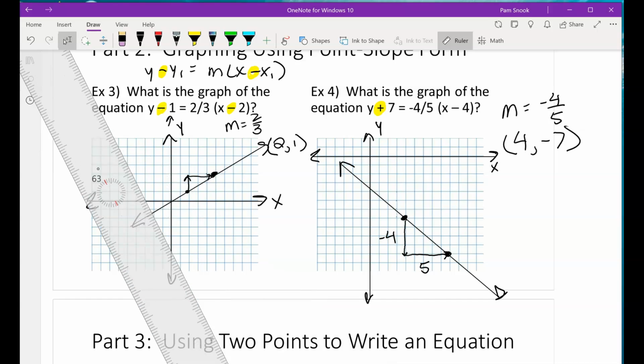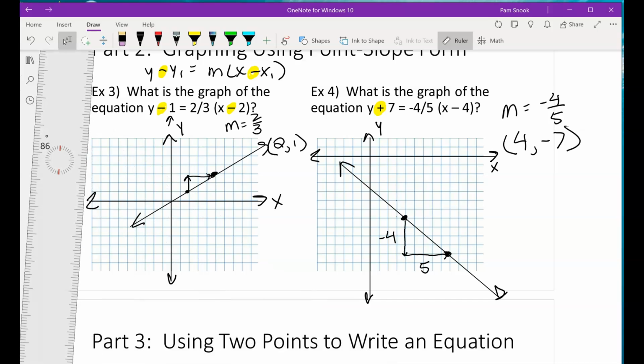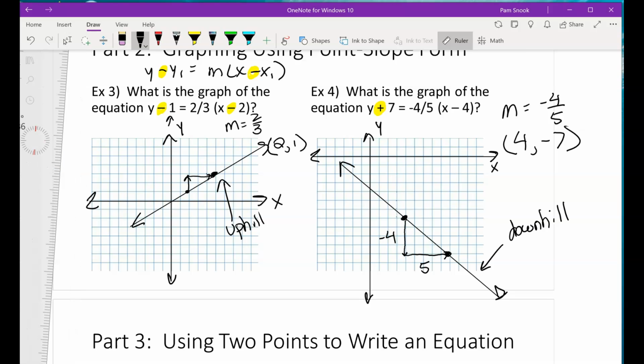Also want you to notice that this slope is negative. So when you're sketching this, make sure that your graph is going downhill. That's an easy way that you can check. And on the other one, we had a positive slope. So my line should go uphill. Just give yourself a quick check. Make sure that your lines are going in the correct direction.